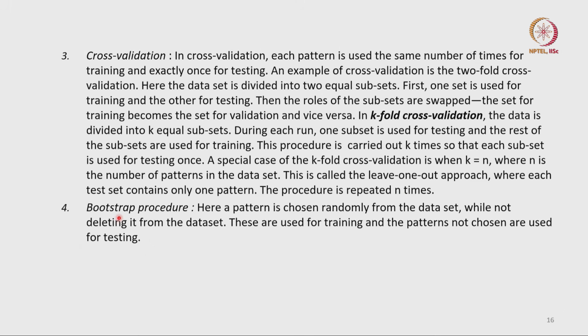Next is what is called the bootstrap procedure, where you just take out patterns at random from the data set and form a subset, which you use for training, and then you form another testing set, again taken at random from your data set. So, these are different methods of validation that can be used for classification.